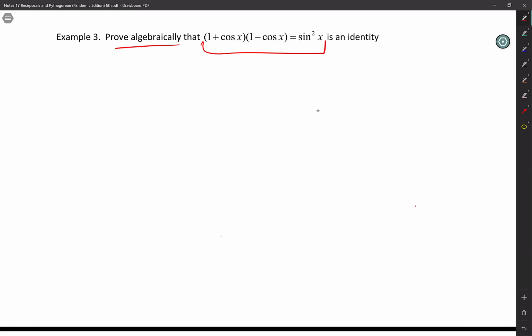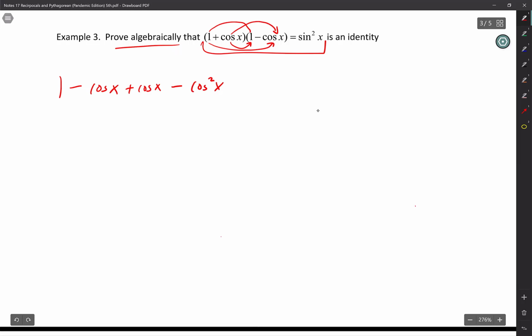Okay. If you recognize that these binomials are the difference of squares, then you can just go right into it and go 1 minus cosine squared x. If you don't see that, relax. I'm going to FOIL it for you so you can see. 1 times 1 is a 1. 1 times negative cosine x is a minus cosine x. Cosine x times a 1 is a positive cosine x. And then cosine x times a negative cosine x, that's going to be minus cosine squared x.